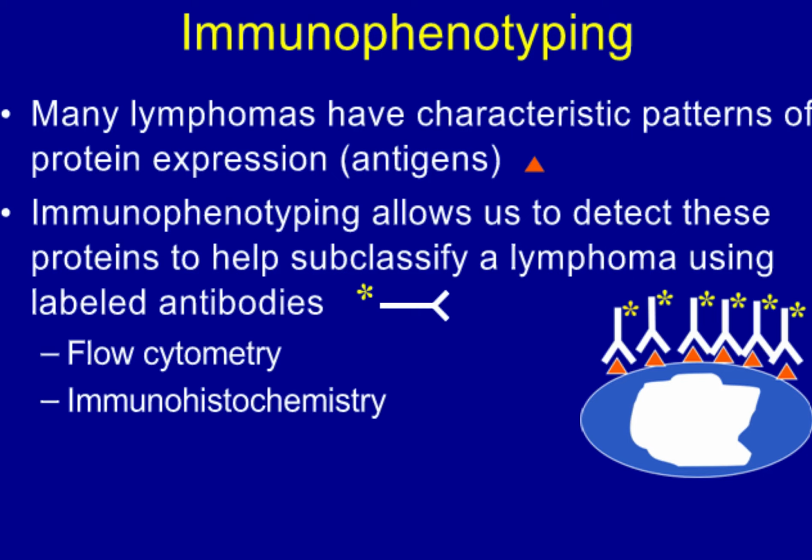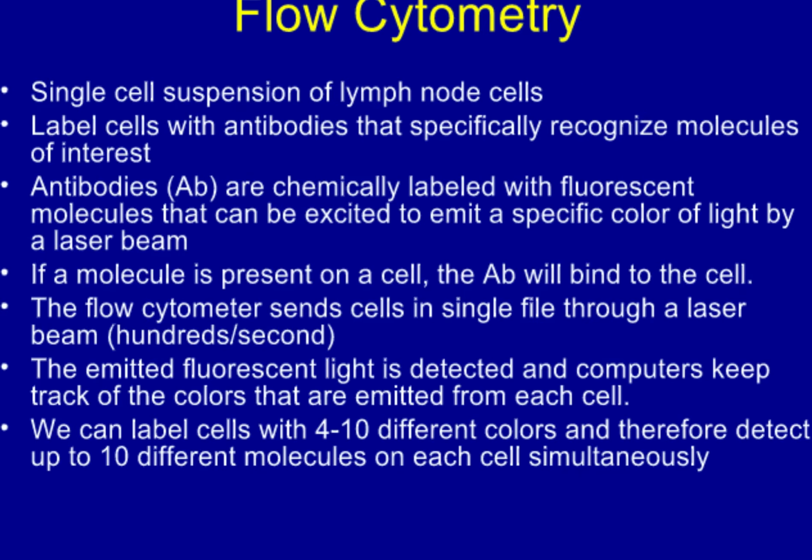So flow cytometry uses immunofluorescence. Immunohistochemistry on tissue sections by bright field uses enzymes to make them colored so we can actually see them. By flow, we basically grind up the tissue. We get single cells out of that lymph node biopsy. We label those cells with all these antibodies that can recognize all these molecules that we're interested in. Each of these antibodies is labeled with very specific fluorescent markers.